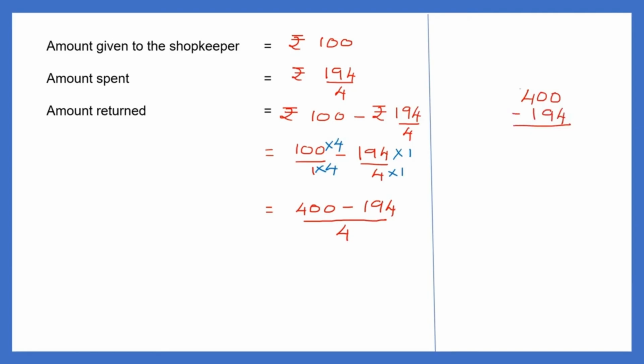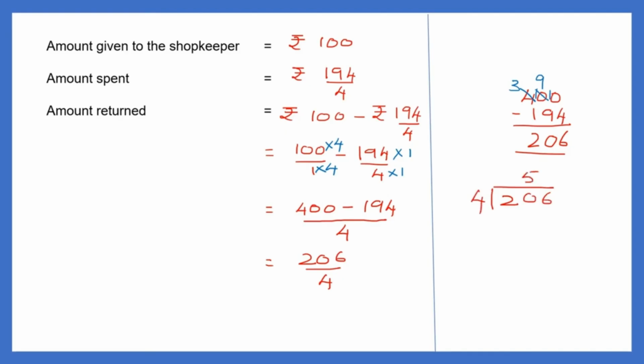Let's subtract 400 minus 194. Let's borrow. So this becomes 3, 10 and 9, 10. 10 minus 4 is 6. 9 minus 9 is 0. 3 minus 1 is 2. So I get 206 by 4. Now I can convert it. Since we have reached the last step, it's better to convert it here. So let's divide 206 by 4.